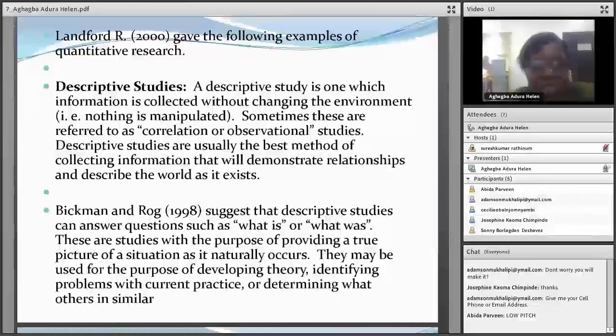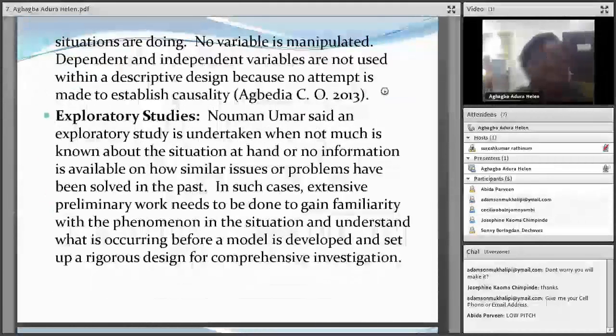They may be used for the purpose of developing theories, identifying problems with current practice, or determining what others in similar situations are doing. No variable is manipulated. Dependent and independent variables are not used within a descriptive design because no attempt is made to establish causality.